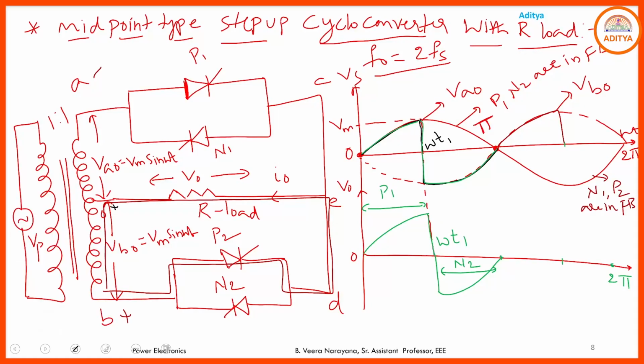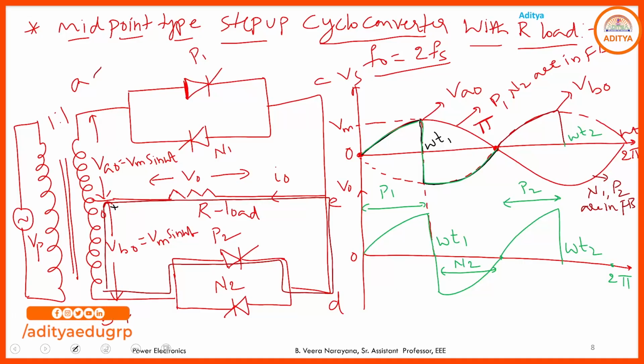Then what is the output voltage here? Simply this one. This is due to the conduction of P2. Next, at omega T2, by using an external force commutation circuit, we turn off P2 and we provide the gate pulse to the negative group SCRs. What is the negative group SCR here? N1. So at omega T2, by using the external force commutation circuit, you turn off P2 and you provide the gate pulse to N1.